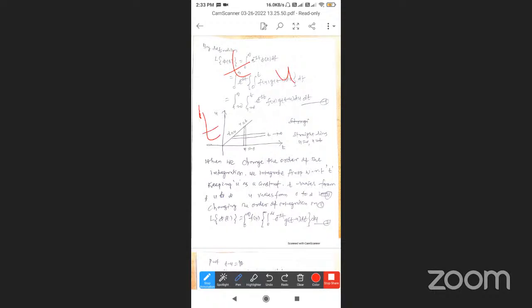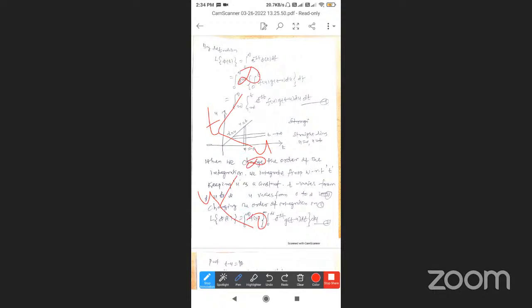The values of t have a lower limit and an upper limit. t varies from u to infinity. Again, u varies from a lower limit of 0 to an upper limit of infinity. Once again, in the integration, t varies with lower limit u and upper limit infinity, and u varies with lower limit 0 and upper limit infinity.